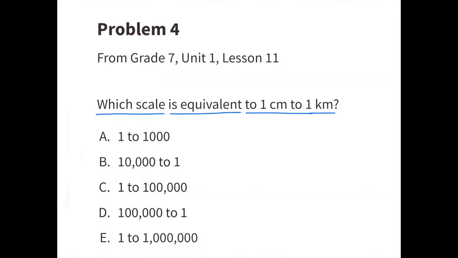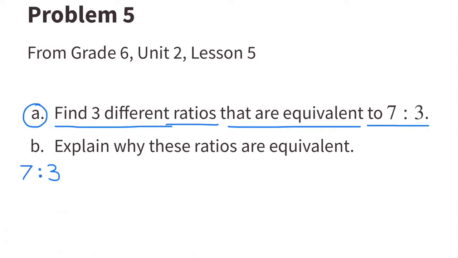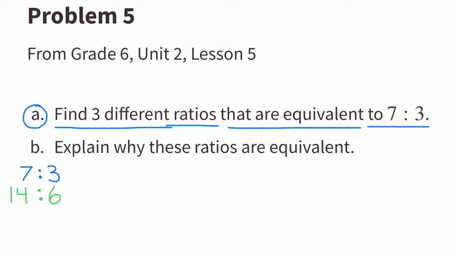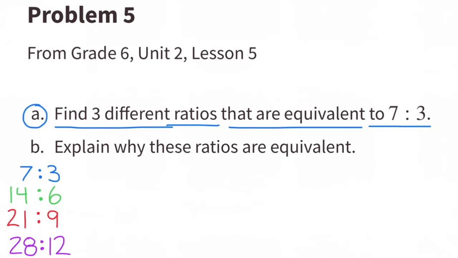Number 4. Which scale is equivalent to 1 centimeter to 1 kilometer? C. 1 to 100,000. There's 100,000 centimeters in 1 kilometer. Number 5. A. Find 3 different ratios that are equivalent to 7 to 3. A ratio of 7 to 3 is equivalent to a ratio of 14 to 6, 21 to 9, and 28 to 12.